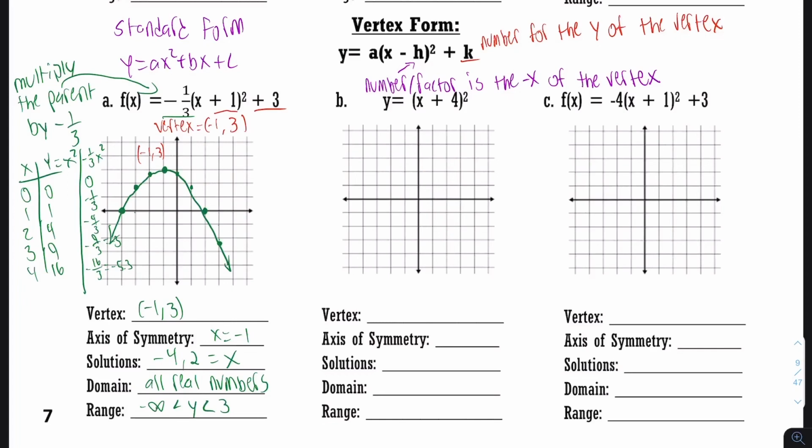Let's do another. This number is the opposite of what's going to be the x for the vertex. So if that's a 4, the vertex is going to have -4. We have no number outside, so that number that's outside there is a 0. So -4, 0 is our vertex.